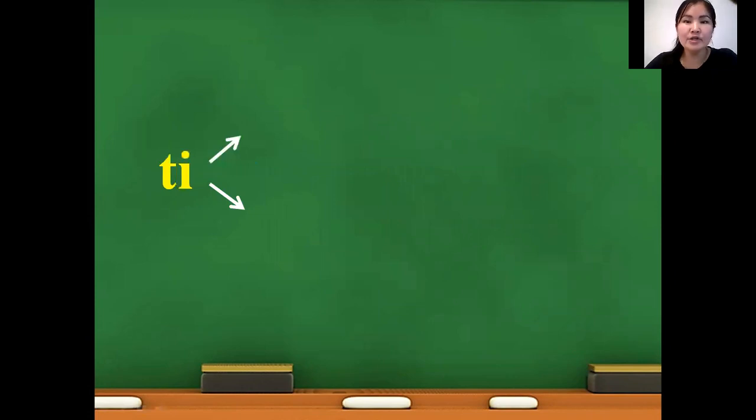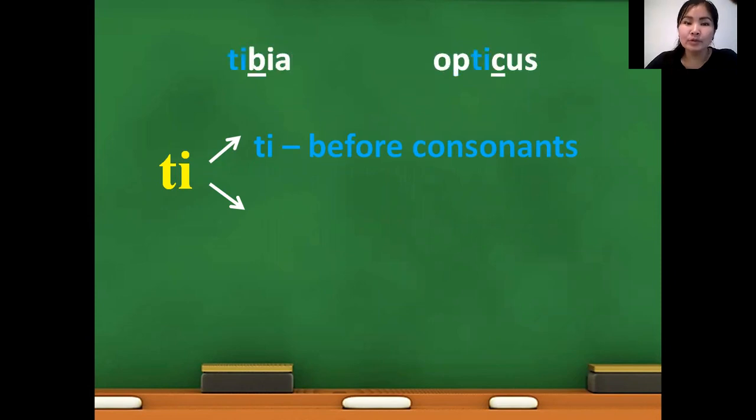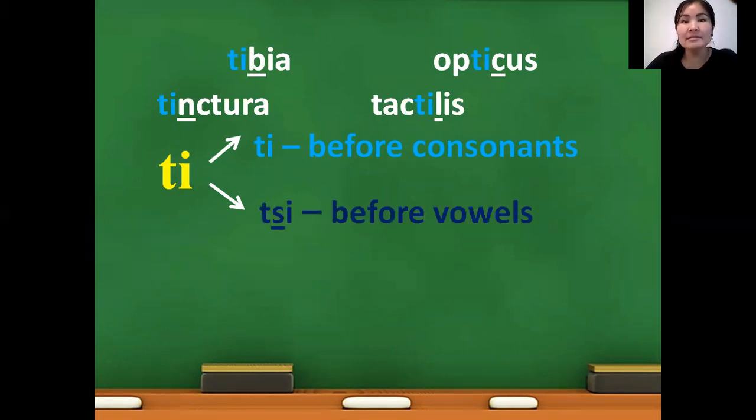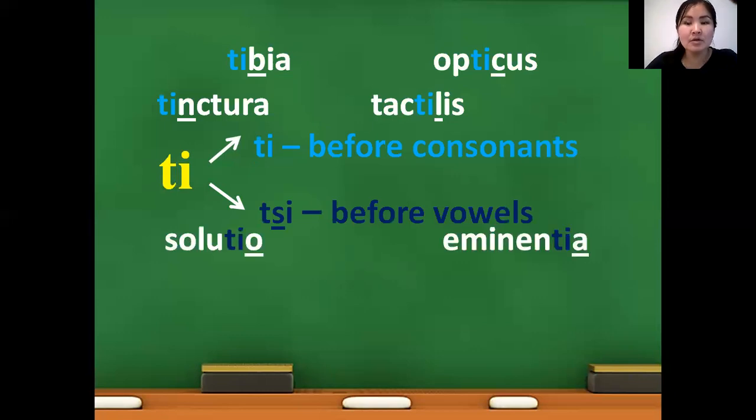Ti. This combination also can produce different sounds standing before vowels and before consonants. Before consonants, we pronounce it as it is, ti, like tibia, opticus, tinctura, tactilis. But before vowels, we pronounce it as tsi. For example, solutio, eminentia. So pay attention to exceptions: digestio, combustio, ostium, and mixtio, because the rule of reading ti as tsi before vowels is not working when t comes after s and x.